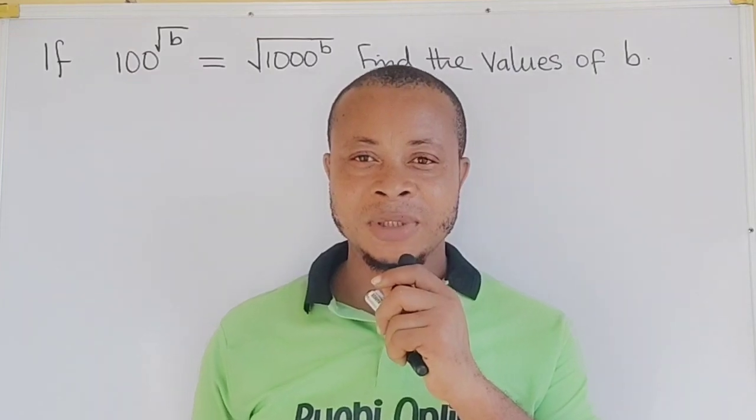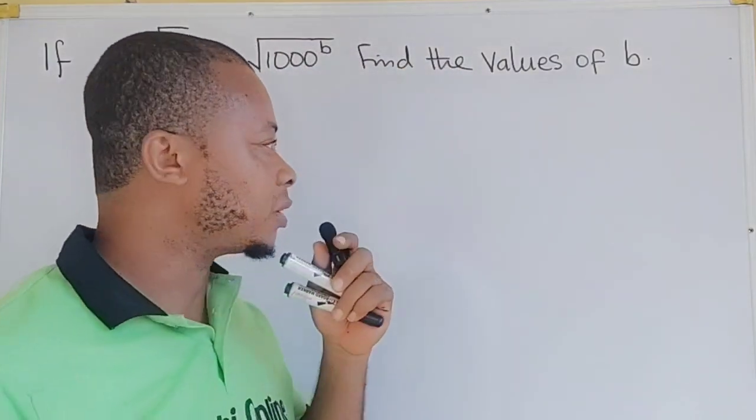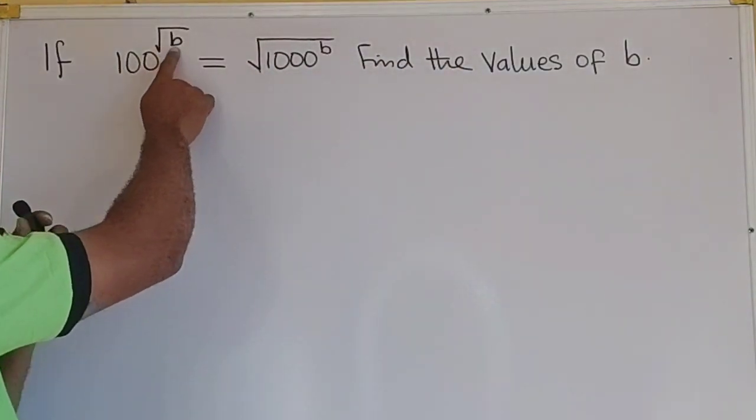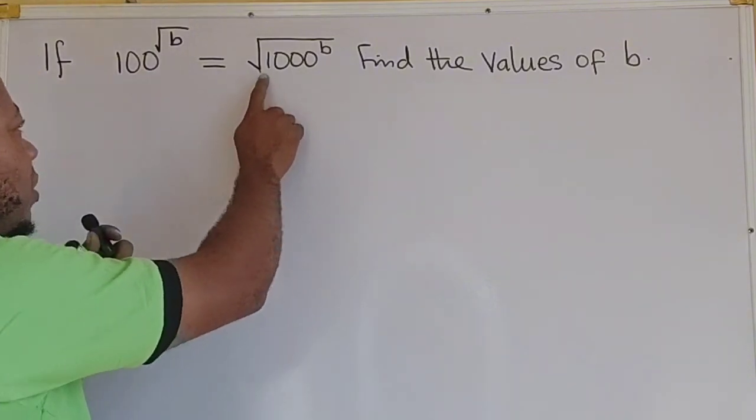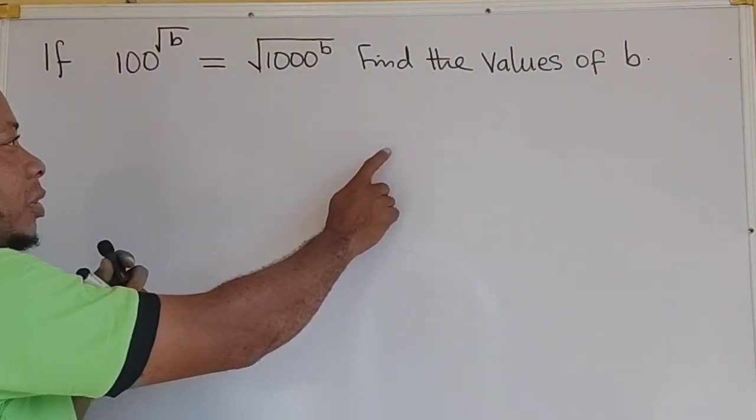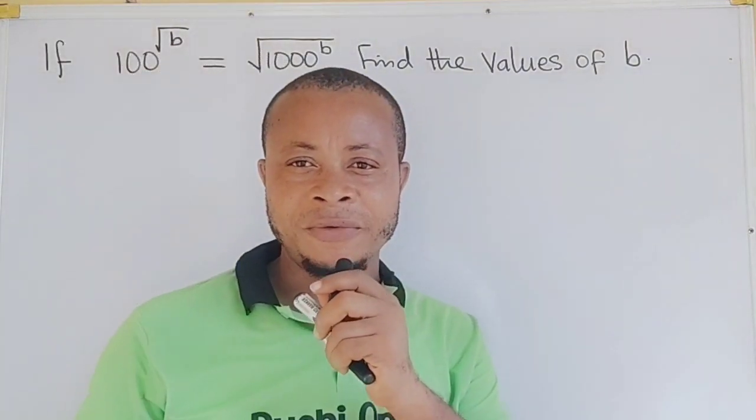Let us answer this question. We have: if 100 raised to power square root of b equals square root of 1000 raised to power b, we should find the values of b.